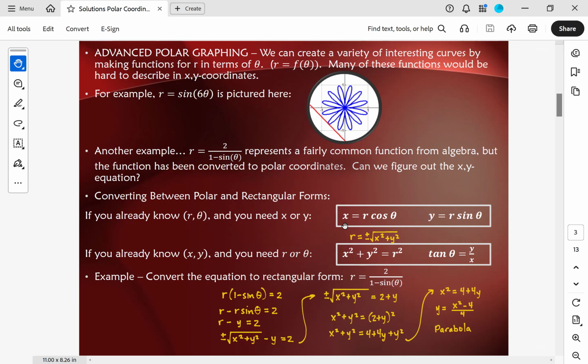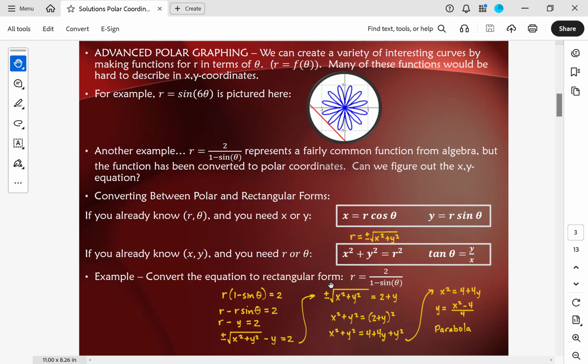X equals r cosine theta, y equals r sine theta. If you have r and theta, you plug them in here to get your x and your y. The other two formulas are most helpful if you have xy and you're trying to get r or theta. We see another variation of Pythagorean theorem. We see our tangent formula from trig. So with these tools, let's play around with this r equation above.